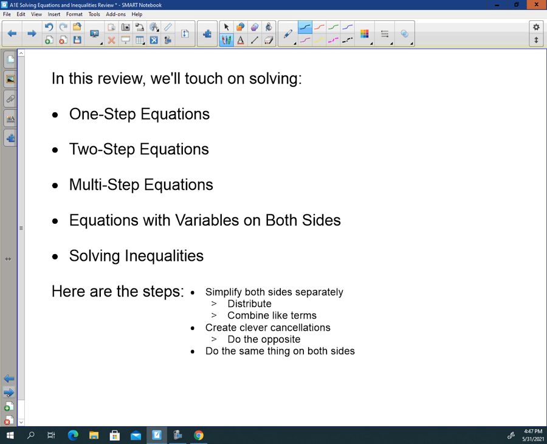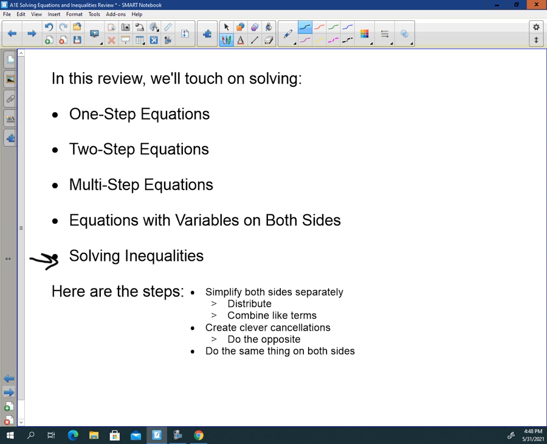So in this review, we're going to touch on solving one-step equations, two-step equations, multi-step equations, equations with variables on both sides, and solving inequalities. And I want you to remember that even though that looks like a lot of different stuff, those are the steps right there. Those will be the same for almost everything. The only thing that we'll add to is when we talk about solving inequalities.